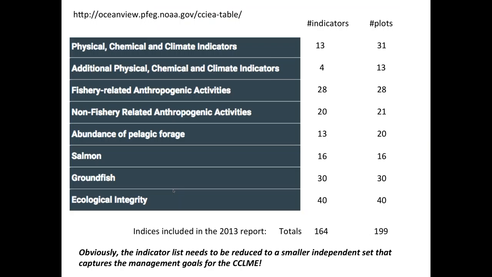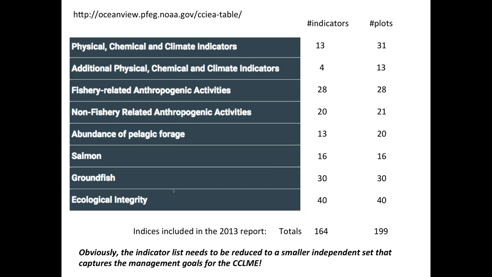And you can see for each one of those, the number of indicators is fairly high. We actually scanned a whole lot more indicators than that, but the report itself has 164 different indicators in it, and in fact, the report has just about 200 plots as well. Those extra plots come from doing regional variations. But obviously, that indicator list is much too large for the council process.